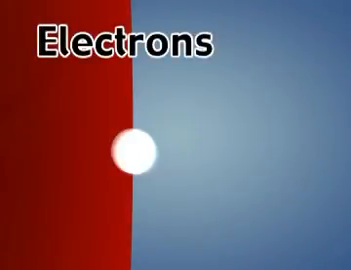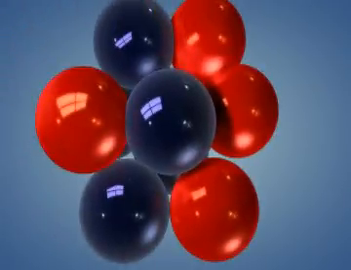Electrons are the third type of subatomic particle. They have a negative charge, symbolized by a minus sign. Electrons have a tiny mass compared to protons and neutrons. In fact, it takes 1,800 electrons to equal the mass of a single proton.